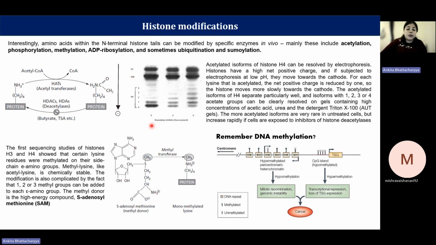More acetylated forms are very rare in untreated cells, but if you expose cells to histone deacetylase inhibitors, you'll have more and more acetylation, and you'll be able to see these intermediate forms a lot better, and migration towards the electrode will also reduce. This is the anode, this is the cathode. So from here to here, this movement will get retarded. This is the movement towards the cathode that will get reduced by a lot.